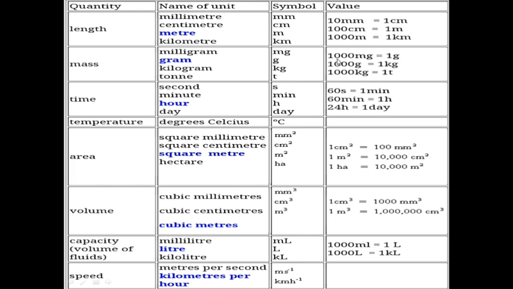1000 milligram. Then the next quantity is time, and the units are second, minute, hour and day. The symbol used for second is s, for minute min, for hour h, and day we will write as it is. Any symbol is not given for day. Then their values are 60 second equals 1 minute, 60 minute equals 1 hour, and 24 hour equals 1 day.